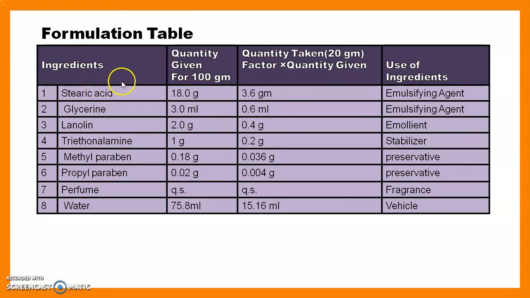Then we see the formulation table. In the formulation table, the formula of our preparation is mentioned and the quantity of it for 1000 ml or 100 ml, which is mentioned in specific formulation books, for example Indian Pharmacopoeia, British Pharmacopoeia or BPC. The formula should be taken from the special official books. Here we see the formula required for the vanishing cream.